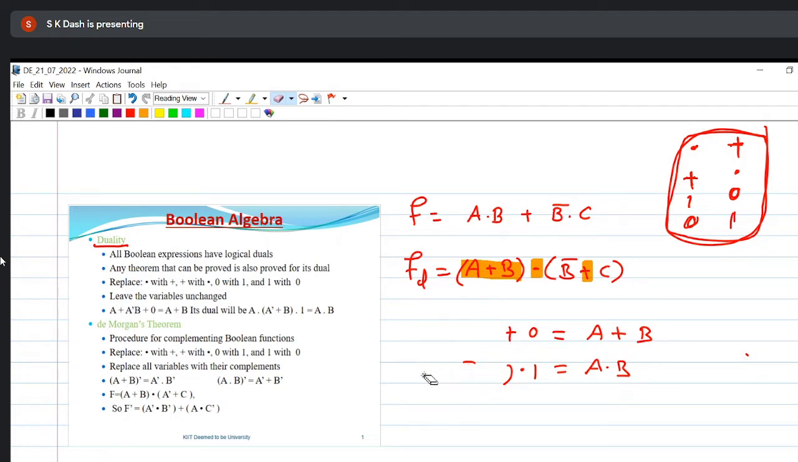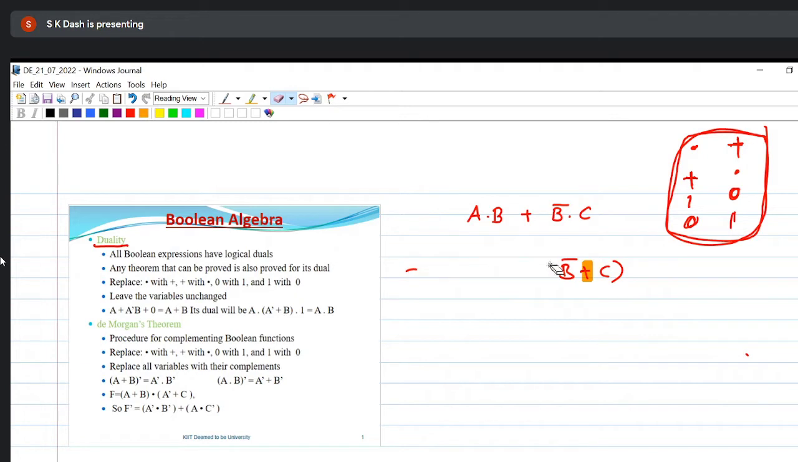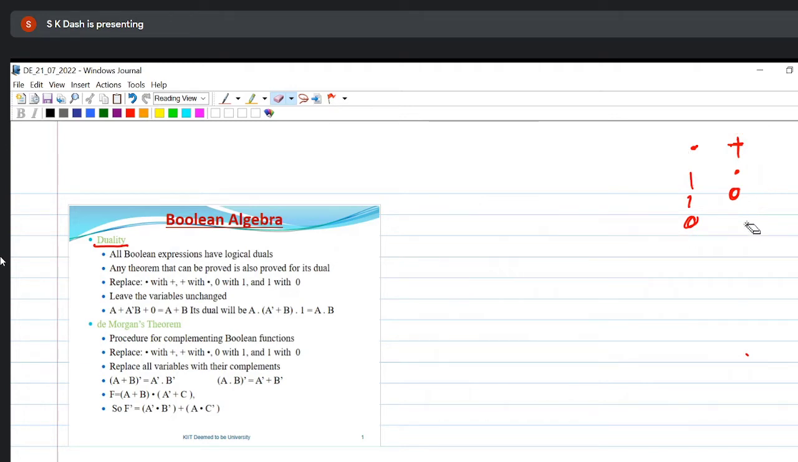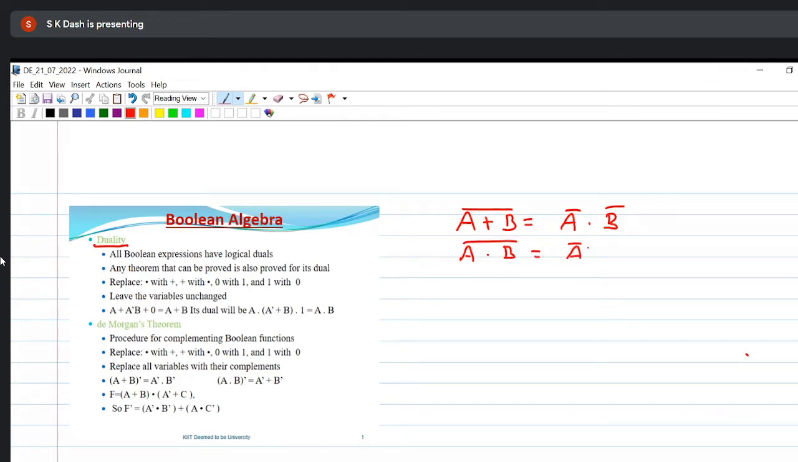Now, next is De Morgan's theorem. De Morgan's theorem is used to find the complement. So, as per De Morgan's theorem, what happens? A plus b whole bar is equal to a bar dot b bar. Similarly, a dot b whole bar is equal to a bar plus b bar.